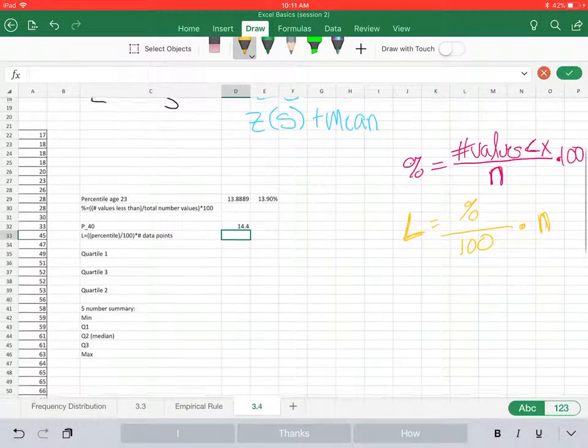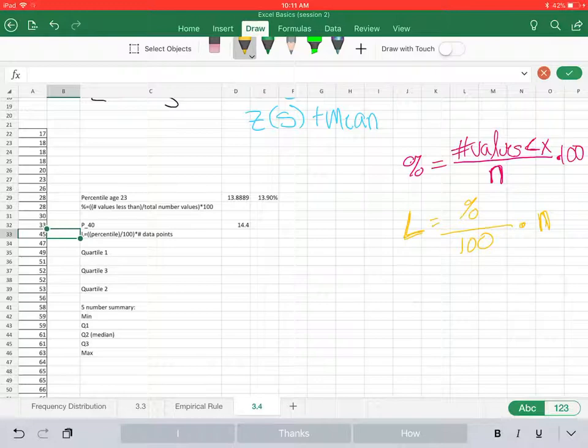So 14.4. Now 14.4 obviously isn't here, but we're not looking for that value. We know that that's the location. It's 14.4 values in. Because it's a decimal, we round up. So we're looking for the 15th value. So 1, 2, 3, 4, 5, 6, 7, 8, 9, 10, 11, 12, 13, 14, 15.